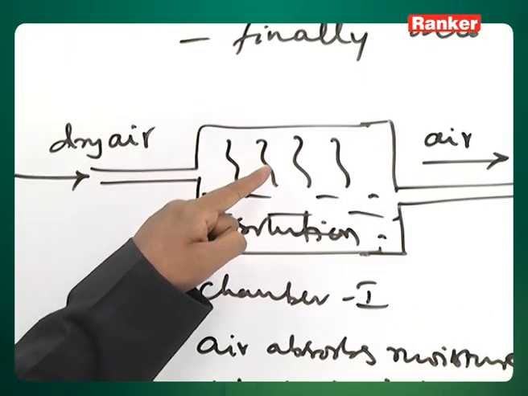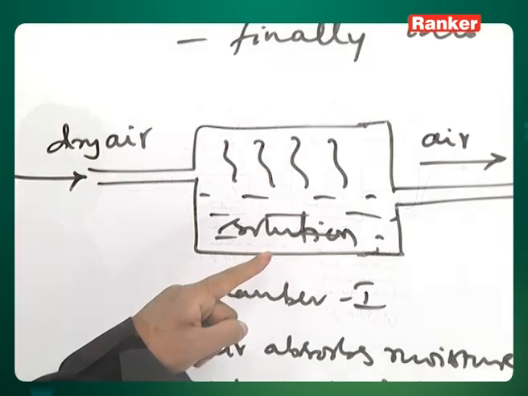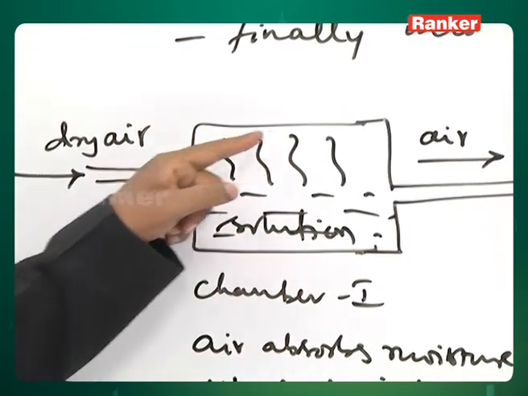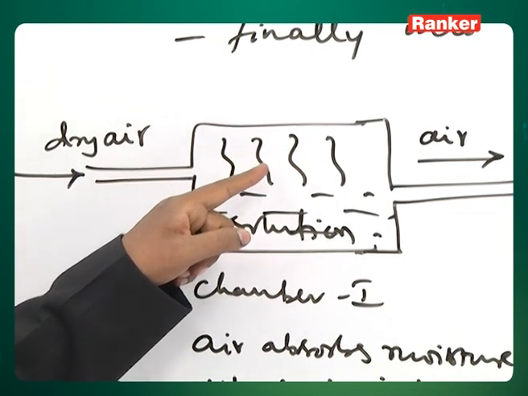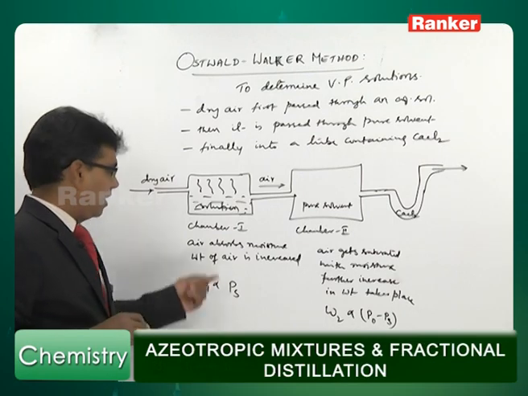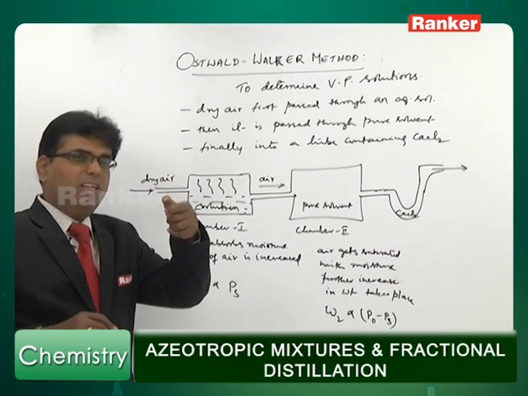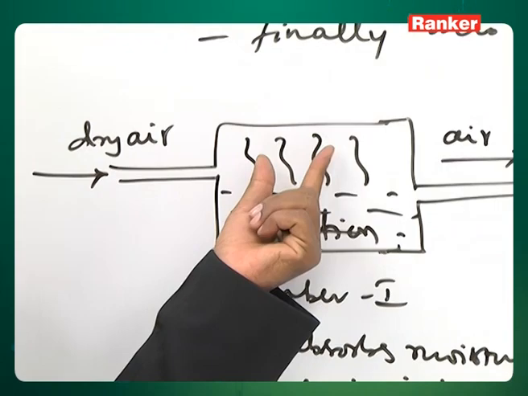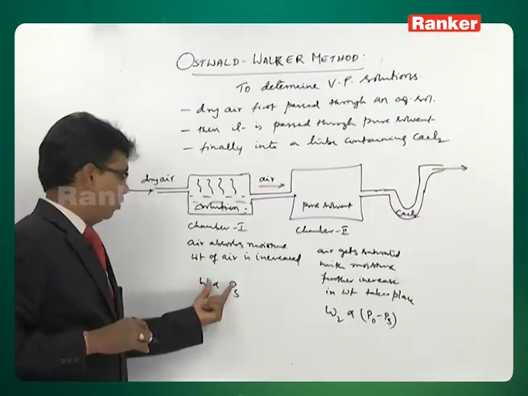Here the vapor will be less because it is a solution. Vapor pressure of the solution is less than the vapor pressure of the pure solvent. So, to whatever extent the water vapor is available, with that the air gets moistened, because of which the weight of the air increases. That increase in weight is obviously proportional to the vapor pressure of the solution.